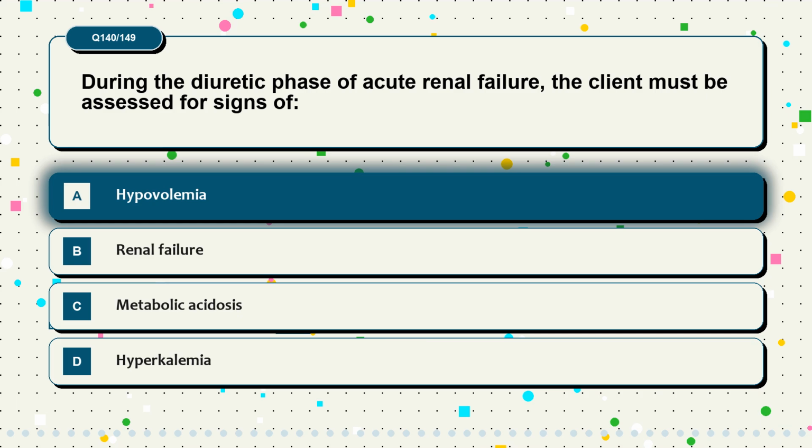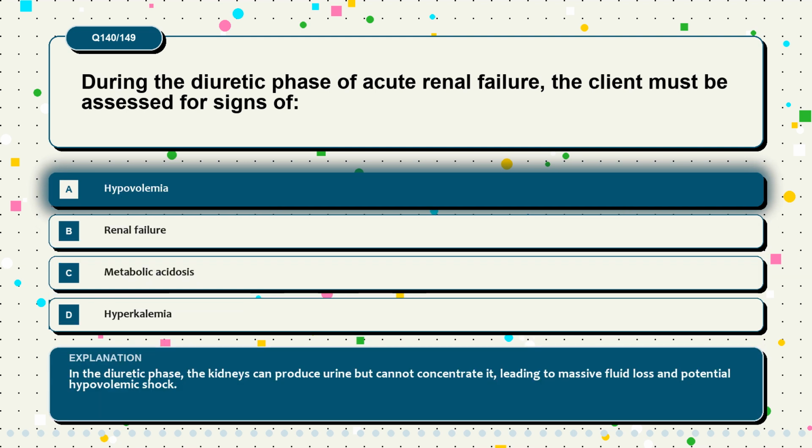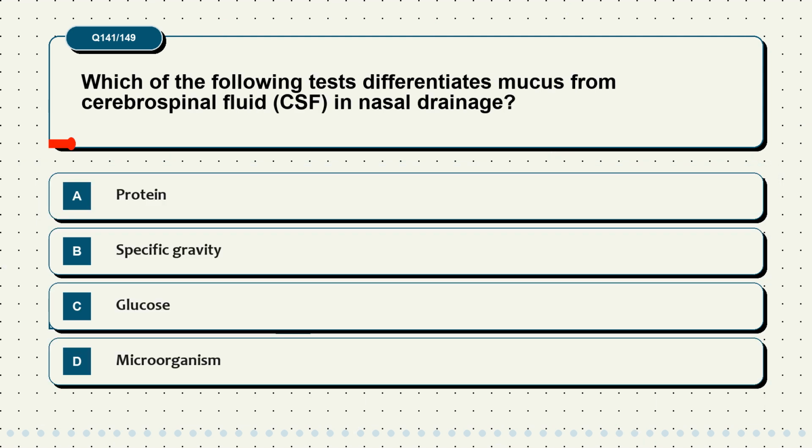The correct answer is option A. Hypovolemia. In the diuretic phase, the kidneys can produce urine but cannot concentrate it, leading to massive fluid loss and potential hypovolemic shock.